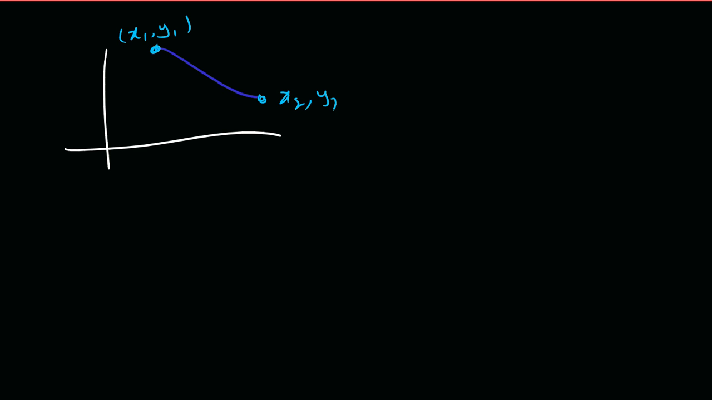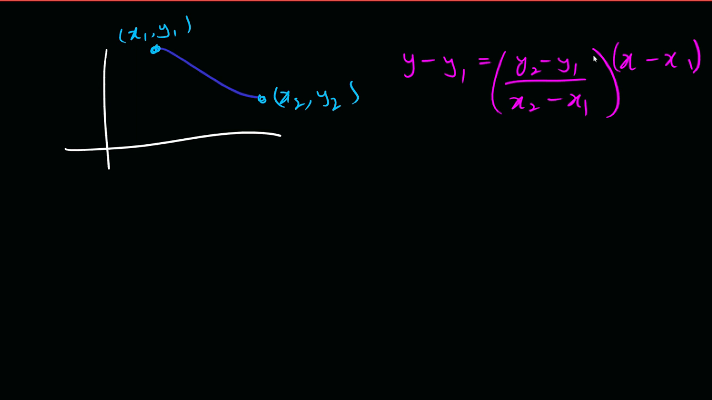Now we know that if we have any line, let's say the coordinates of one end of this line are x1 comma y1, and the coordinates of the other end of this line are x2 comma y2, then the equation of this line is given as y minus y1 is equal to the slope of the line, that is (y2 minus y1) by (x2 minus x1), times (x minus x1), right?